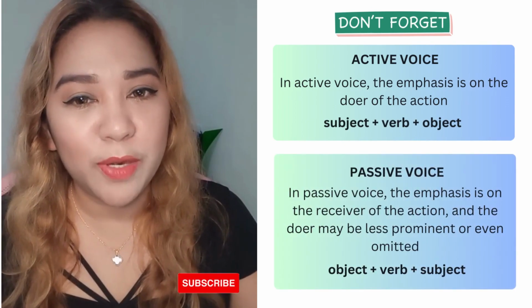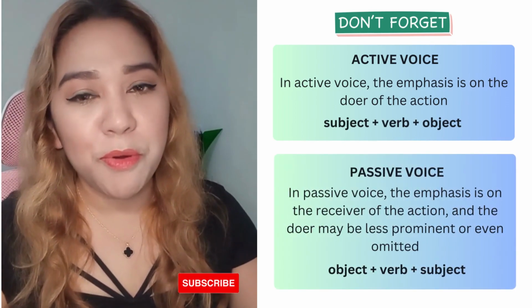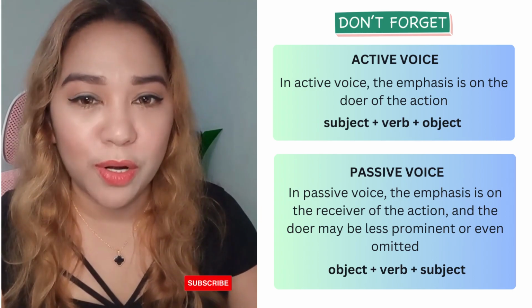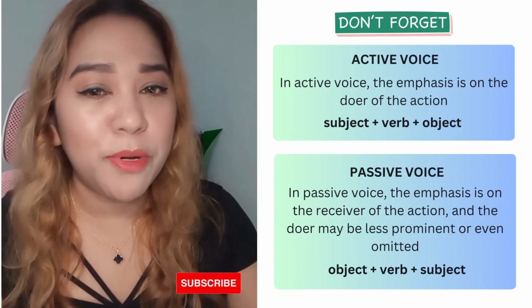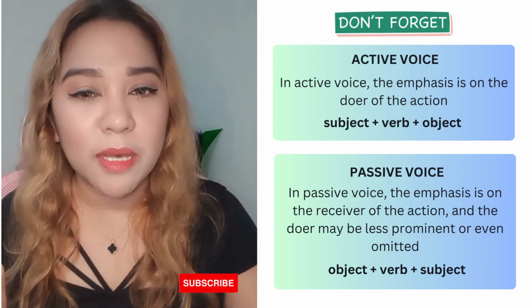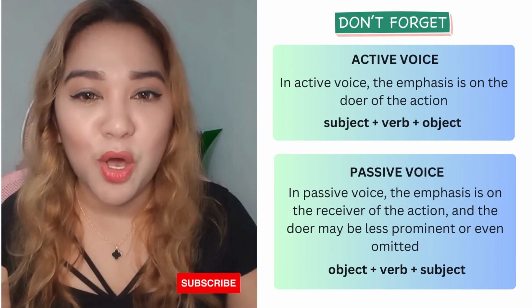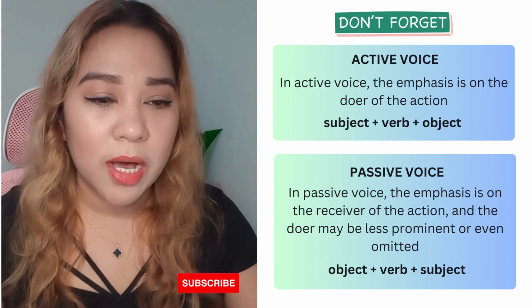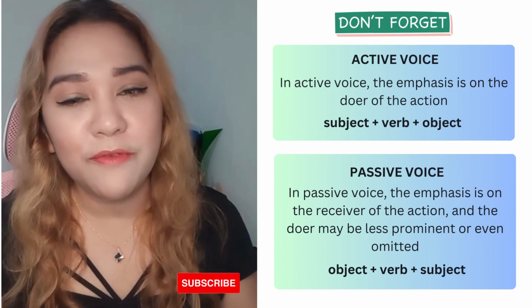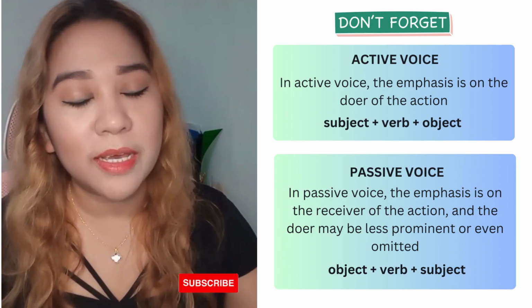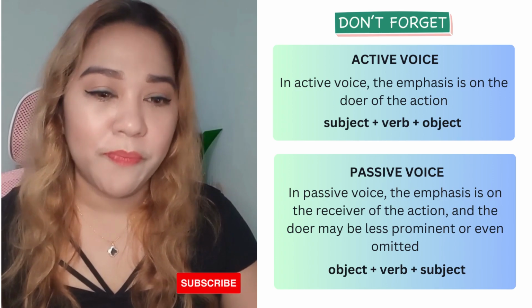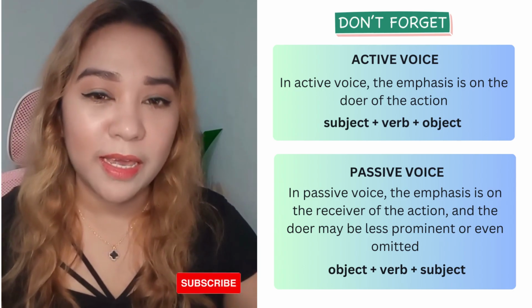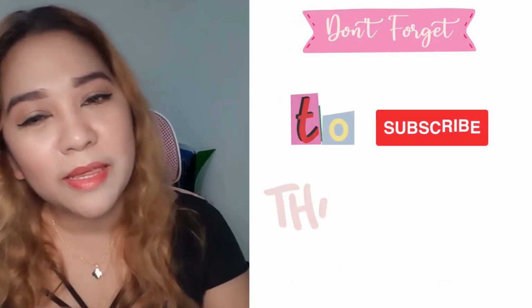So let's just have a quick review before we go. Just remember that in an active voice, the emphasis is on the doer of the action. Remember the structure for the active voice: subject plus verb plus object. That's active. And now for the passive voice, the emphasis is on the receiver of the action. And then remember the structure: object plus verb plus subject. Don't forget that. So I think that's it for today.